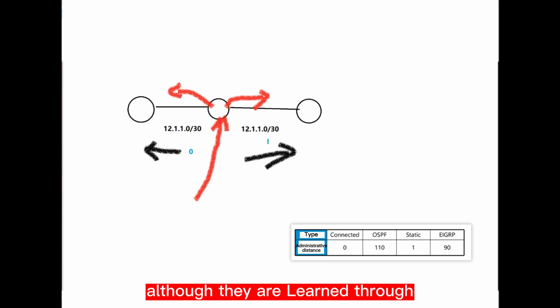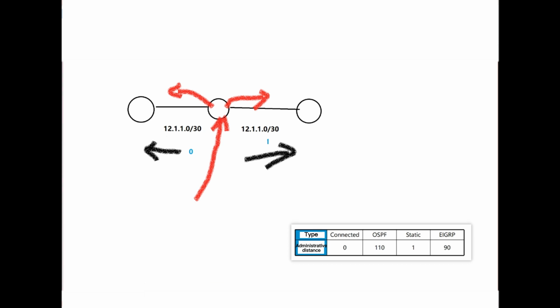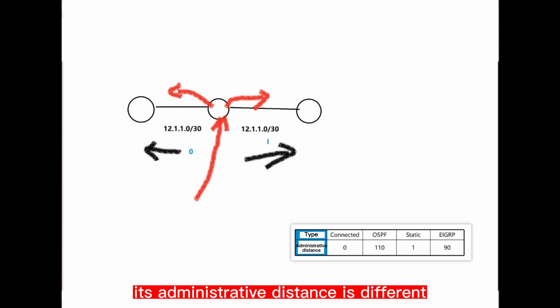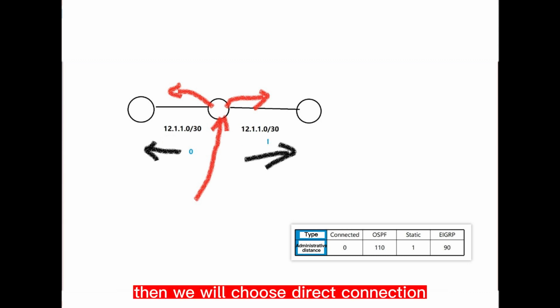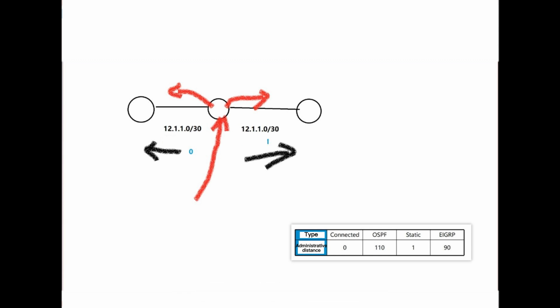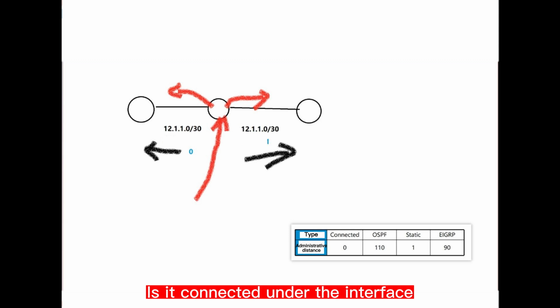Although they are learned through different routing protocols, sometimes you may have doubts. As long as you learn it, isn't it all right? Why do you have to define it? How did you learn it? Because of different learning styles, its administrative distance is different. If there is a direct connection and a static route, then we will choose the direct connection, because the direct connection is definitely the fastest. Is it connected under the interface?